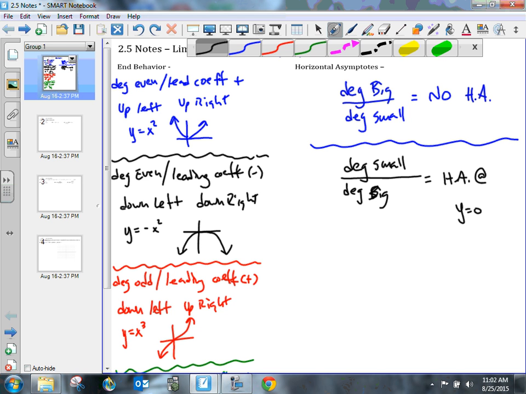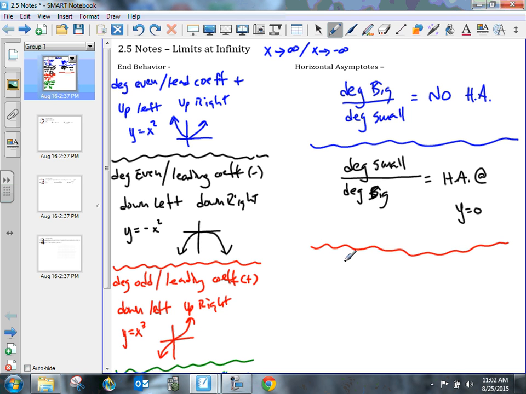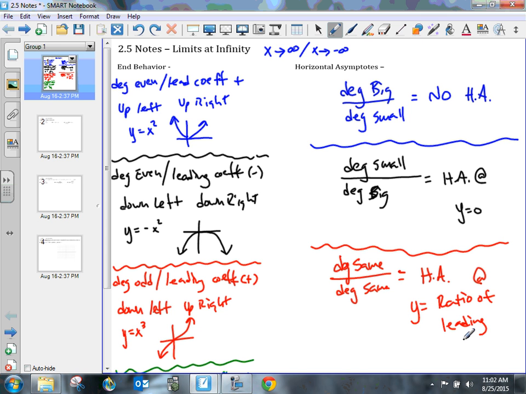All right. The third option that we get is that the degree is the same in my numerator as it is in my denominator. Okay, and so now if it's the same, we get a horizontal asymptote at y equals the ratio of leading coefficients. Okay, leading coefficients.